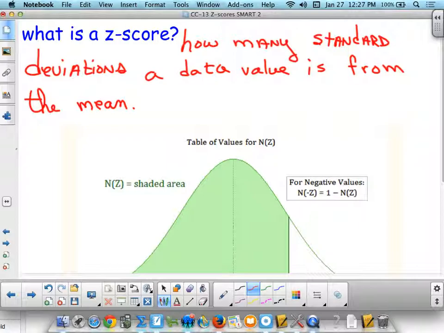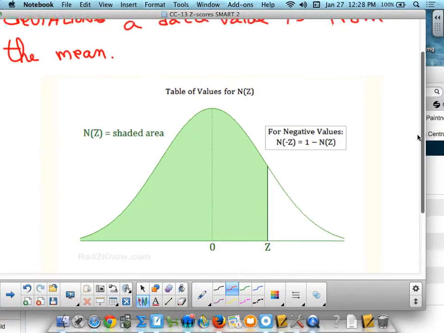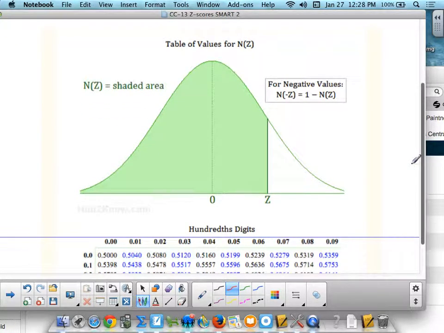Also, is this like absolute value? No, because z-scores can be positive, z-scores can be negative. Yeah, but it's like how many numbers it is away from 0? Yeah, it is. It's not the distance, actually, the number means go left if it's negative, go right if it's positive. Okay. You know what? Just cross that out. We don't need it.